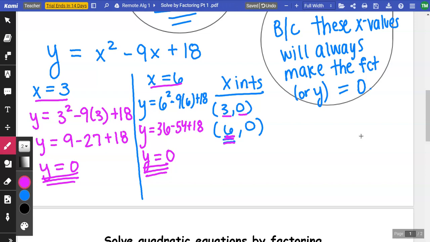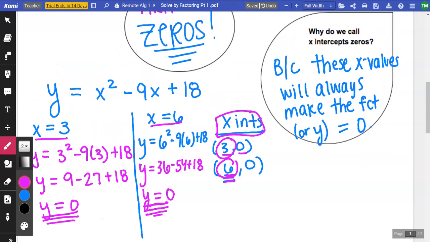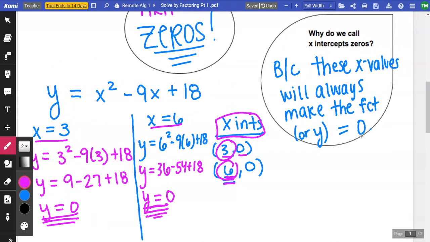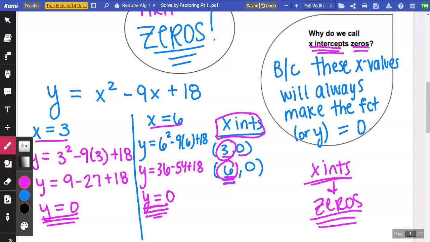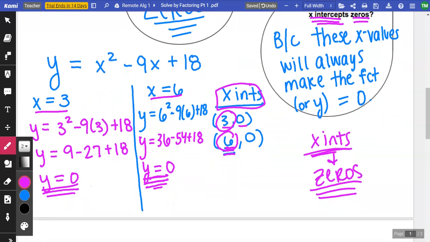So what did these x-intercepts, or these x values, give us in the equation for y? 0. They made the equation equal to 0. So what else can I call an x-intercept? Zeros. So x-intercepts and zeros are the same thing. They're the x values that make the equation equal 0, and you can find them on the x-axis of the graph of the parabola.